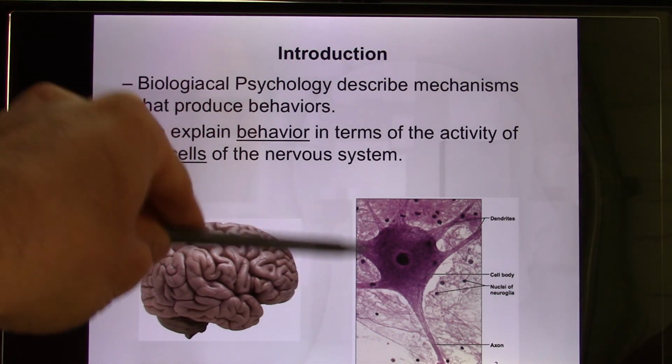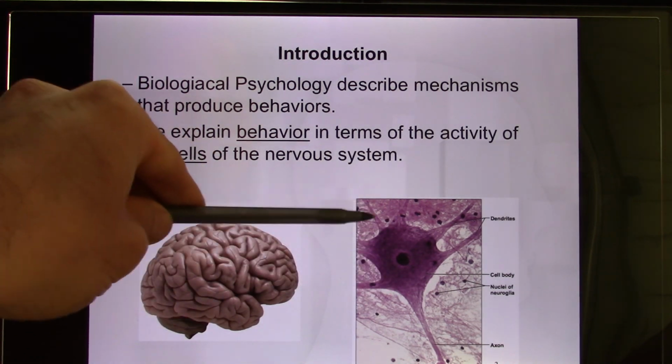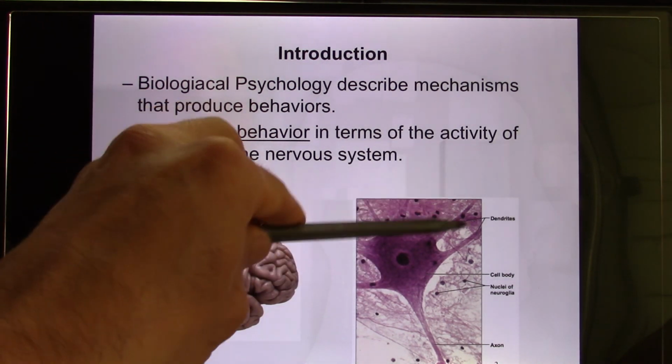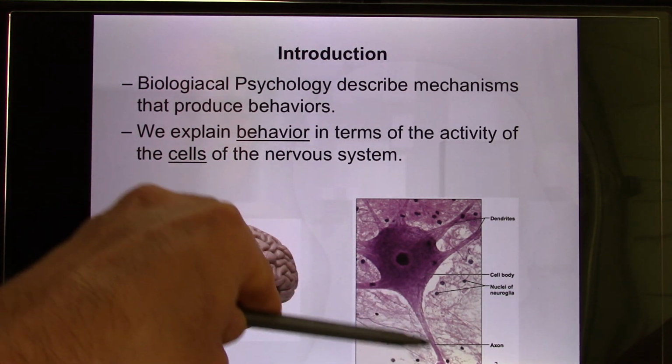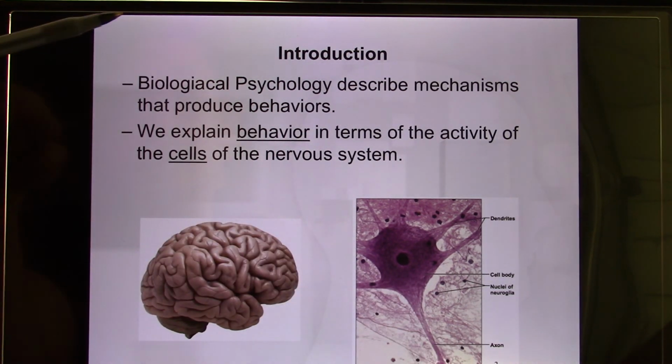So they have the cell body, of course, and they have the dendrite. That's where they receive the input. And this one is called the axon. That's where they extend out to connect with the other neuron.